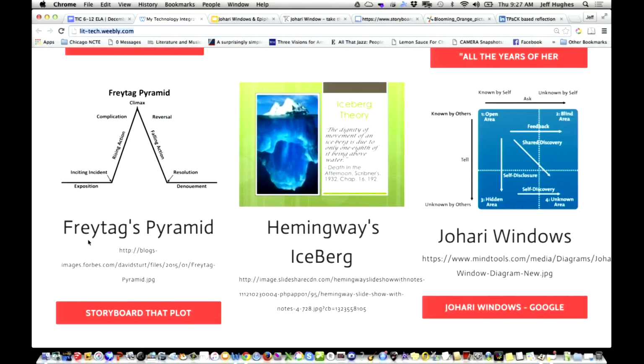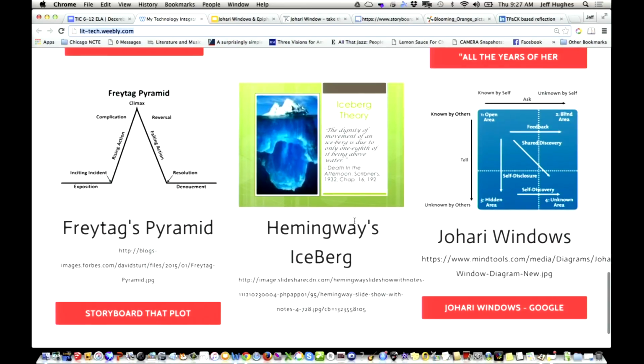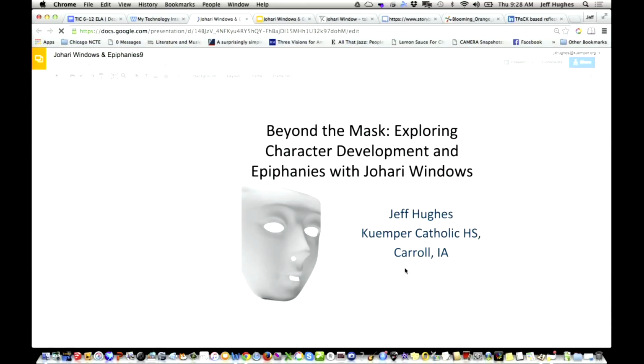We can use Storyboard That to analyze Freytag's pyramid, or the classic plot structure within literature. And we'll also talk today a bit about Hemingway's Iceberg and something you may not be familiar with before today called Johari Windows. And I'd like to start today by focusing on Johari Windows.